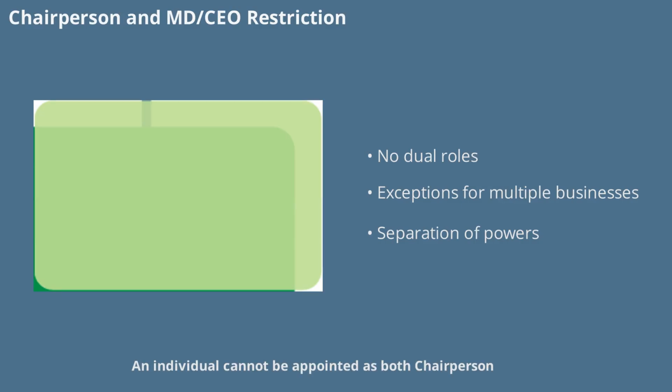An individual cannot be appointed as both chairperson and managing director or CEO at the same time unless the company's articles allow it or the company does not carry on multiple businesses. However, for companies engaged in multiple businesses with separate CEOs, this restriction does not apply. This ensures clear separation of powers at the top management level.